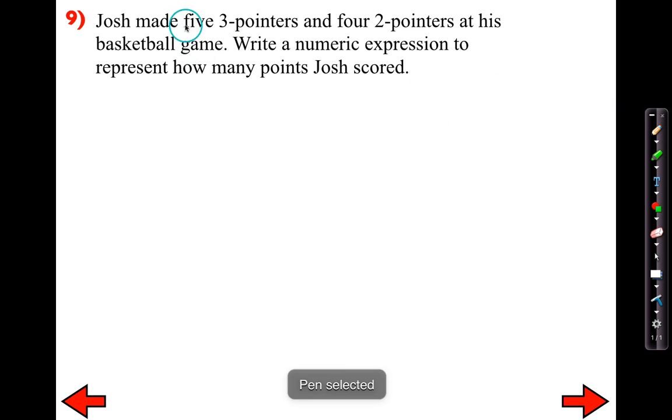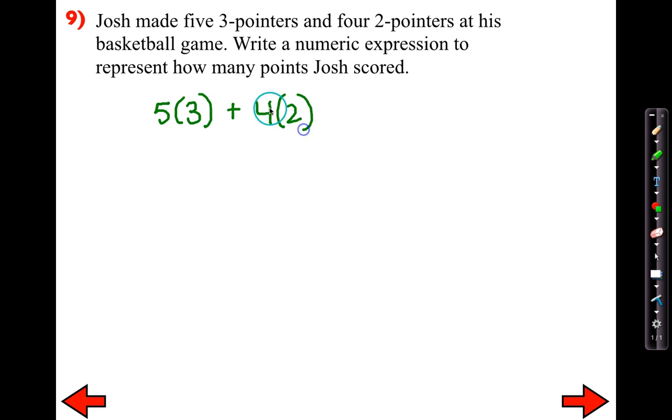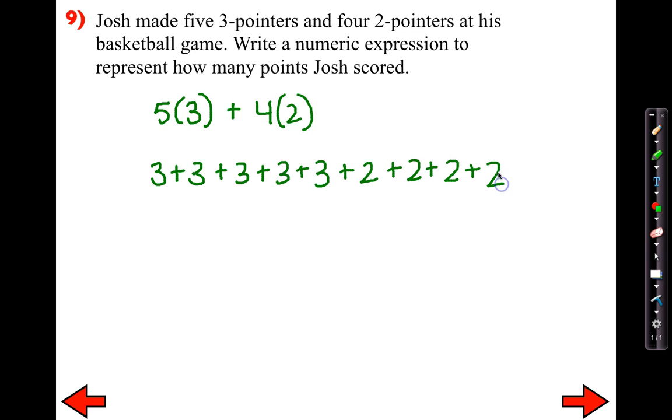So someone might express this as 5 times 3 because there are 5 3-pointers, and 4 times 2 because there are 4 2-pointers. Now someone else might see it as, well, if there's 5 3-pointers, I'm going to write 3 5 times. There's a 3-point there, another 3-pointer, another 3-pointer, till I get a total of 5 3-pointers. And there were 4 2-pointers, so we're going to write 1, 2, 3, 4. Both of these would work, and I know that they are equivalent because why? If I were to simplify these, they would give me the same exact value.